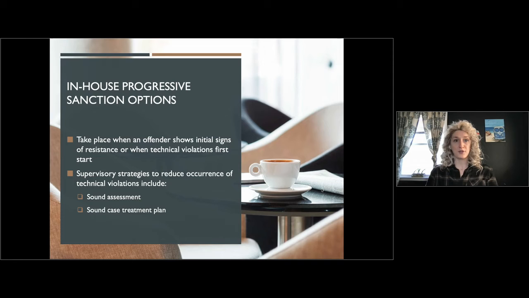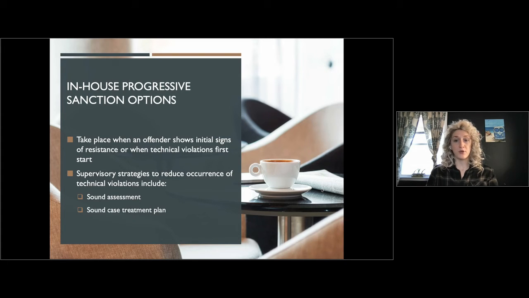So looking at in-house progressive sanction options. Say you have an offender that has started to not comply with their violations. This is when an offender shows initial signs of resistance or when you see the first technical violations starting. The probation officer is typically going to gain supervisory approval, or they'll use pre-established written guidelines that the department has to address the offender's first initial violations. This can include things such as short jail stays, having an oral or written reprimand.